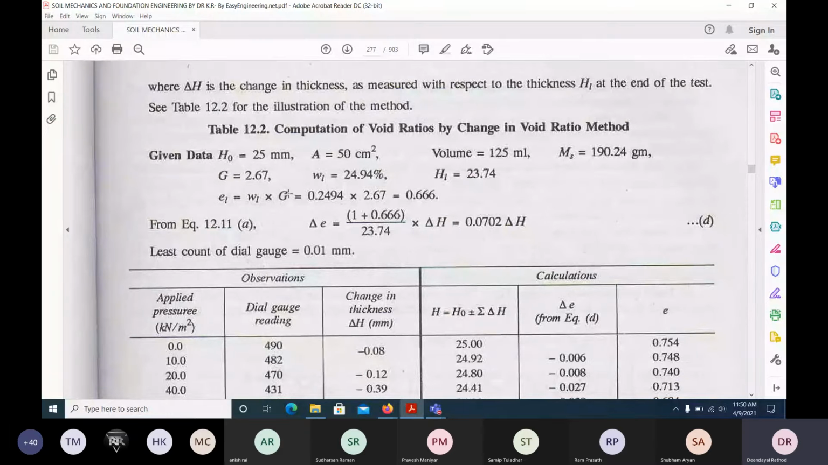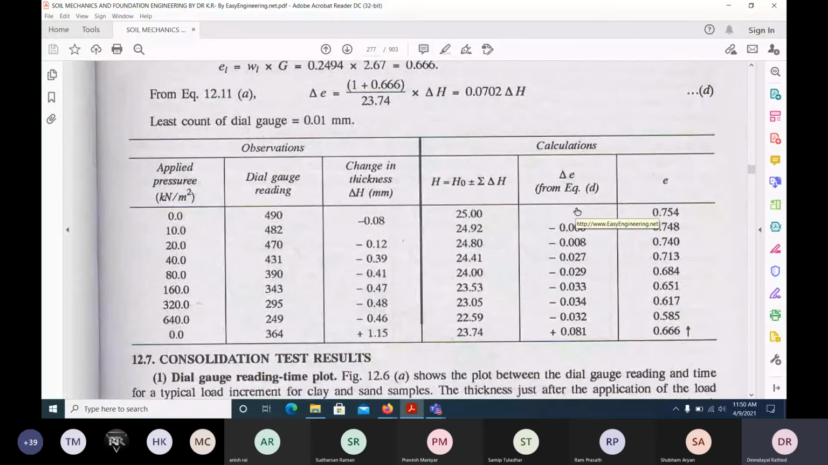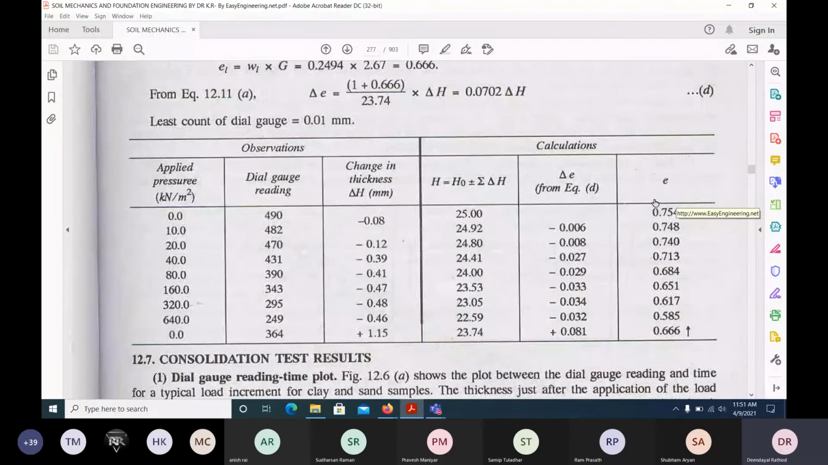Here, by using our water content and G, it will give the void ratio, the final void ratio. So 1 plus 0.066 divided by H, multiplied by the change in height, will give the change in the void ratio. Once you know the change in void ratio and the initial or final void ratio, just deduct it from the bottom and go up. It will give all the void ratios at the different stages.